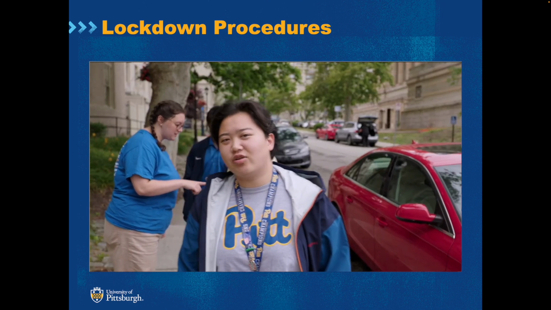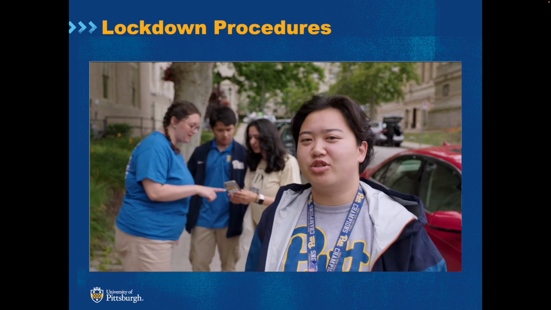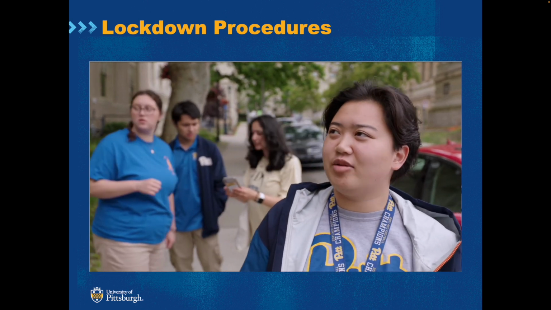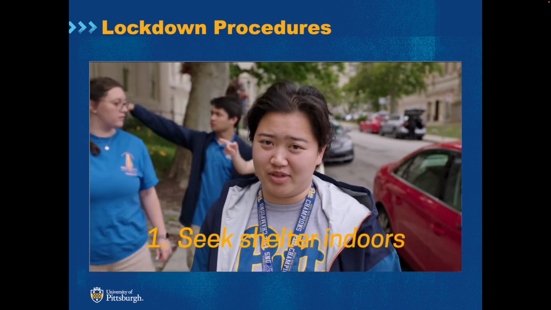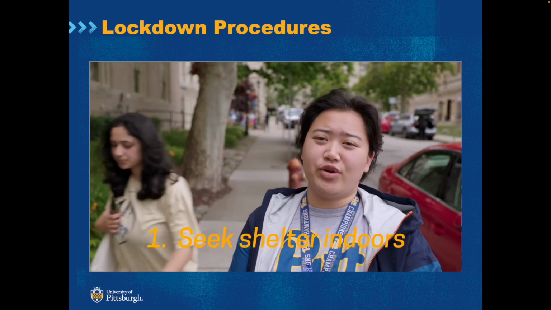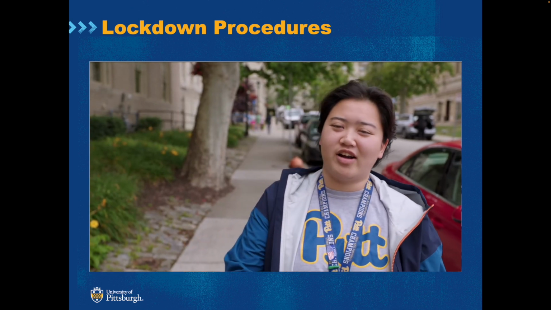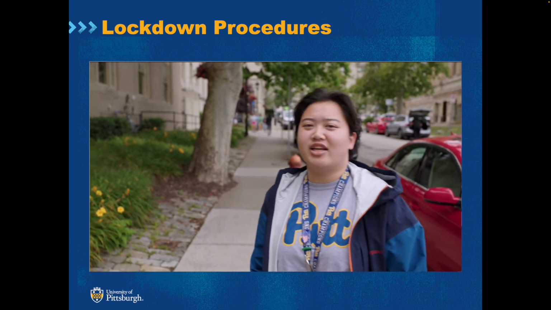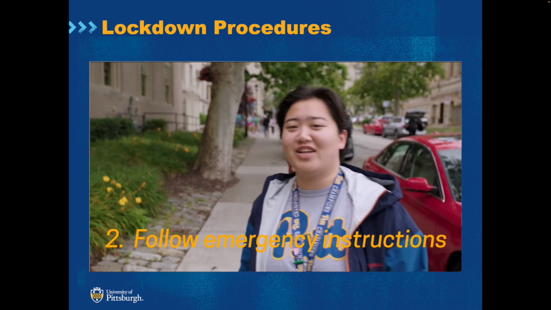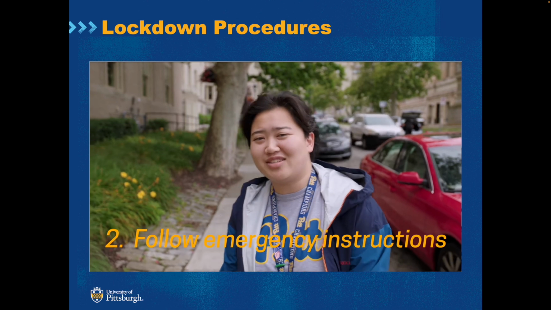If you're outside during a lockdown, follow these steps to ensure your safety. Find a building to seek shelter indoors promptly. Look for interior rooms or corridors to find cover. Pay attention to instructions broadcasted via the ENS system or emergency.pitt.edu.